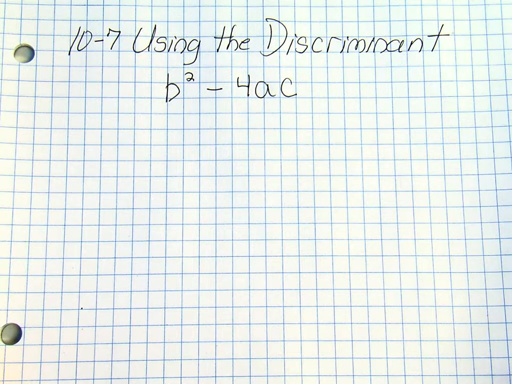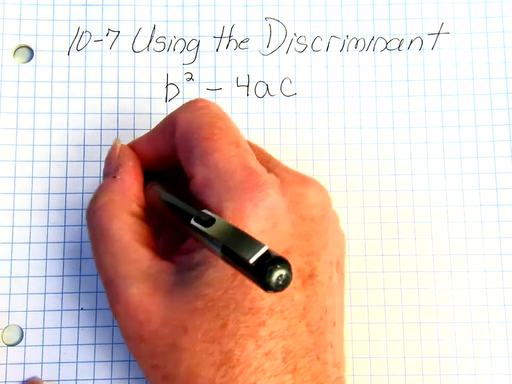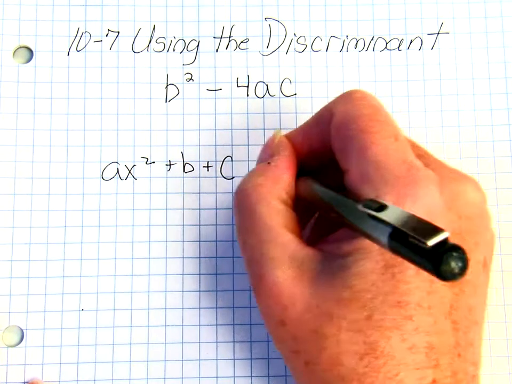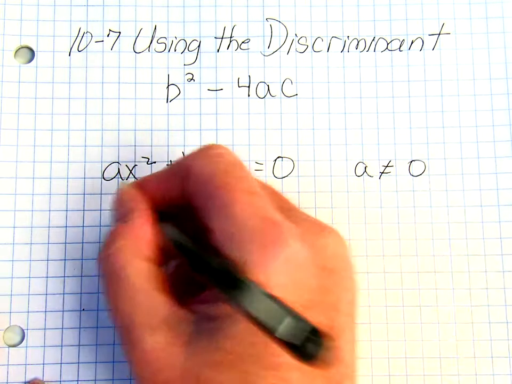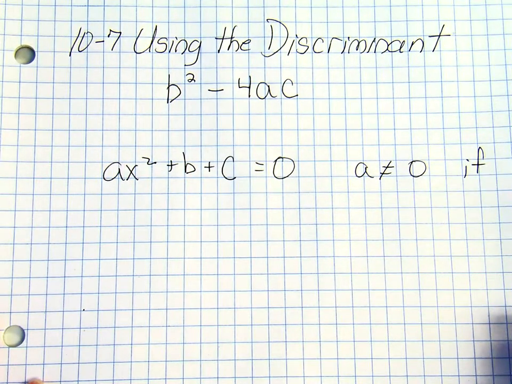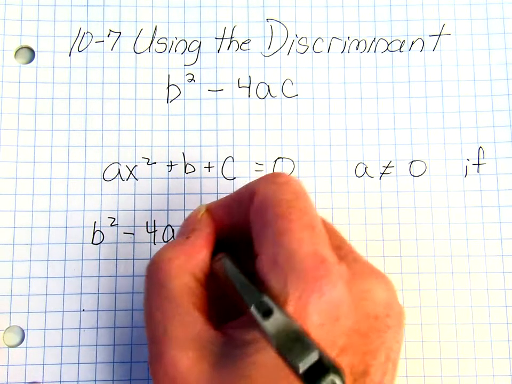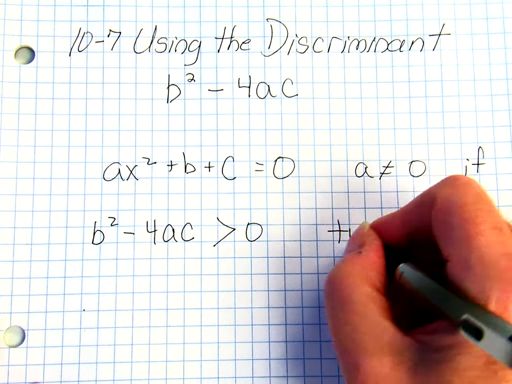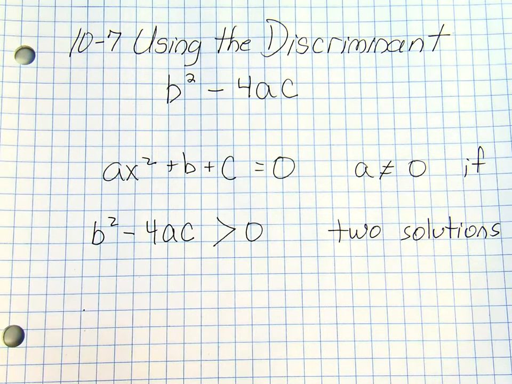So anyway, using the discriminant b squared minus 4ac, this is going to tell us immediately how many solutions to a quadratic equation we will have. So the property of the discriminant is that for every quadratic equation ax squared plus bx plus c equals 0, where a does not equal 0, if b squared minus 4ac is greater than 0, then there are two solutions. That means that your parabola is going to cross the x-axis in two places.